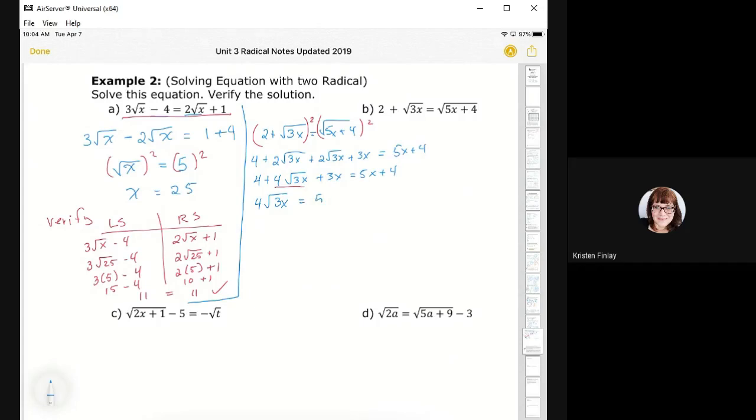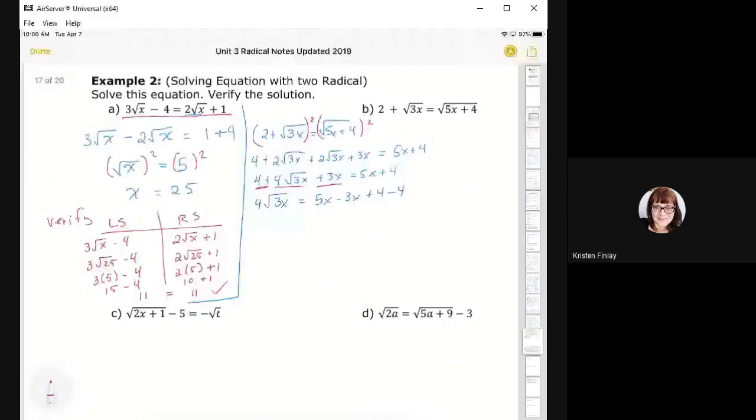So I'm going to leave this 4 root 3x here and move everything else over. So I'm going to get 5x minus 3x. So basically that was just moving this one over by subtracting. And then plus 4 minus 4. And the minus 4 was moving this one over. Okay. And isn't that nice? It just subtracts out. So I get 4 root 3x equals, well, 5x minus 3x is 2x.